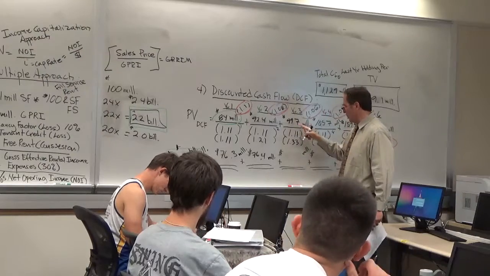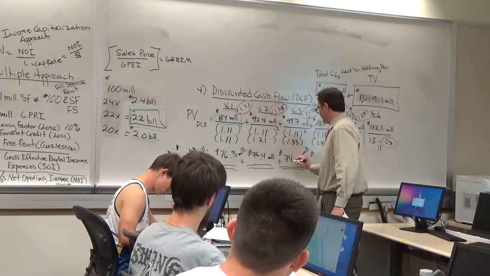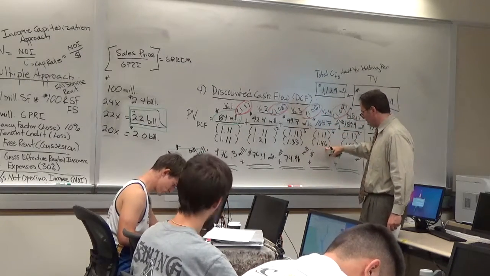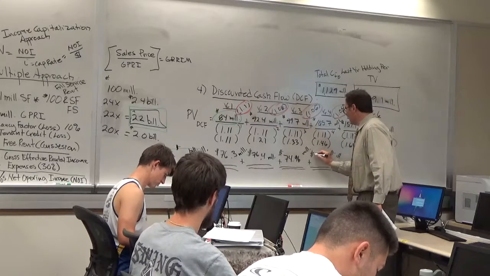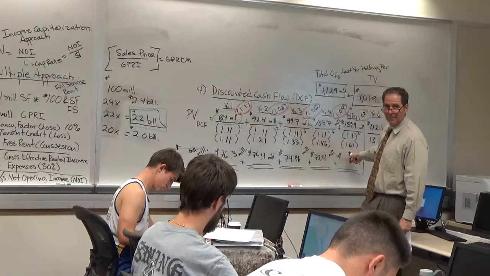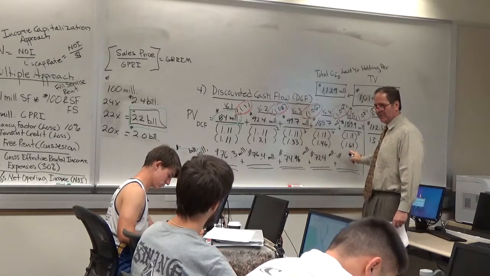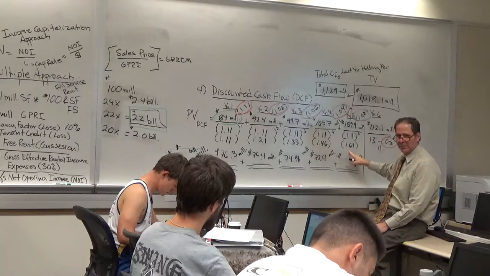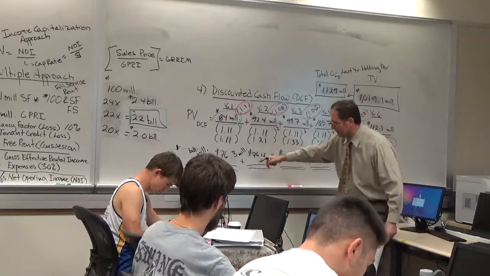76.4. What's 99.7 divided by 1.33? 105.7 divided by 1.46. What's 109.9 divided by 1.61? You caught me. Okay, what's 1129 divided by 1.61? I always get one or two people. So what's 1129 divided by 1.61? 701.24. And can you add these up and give me the present value?